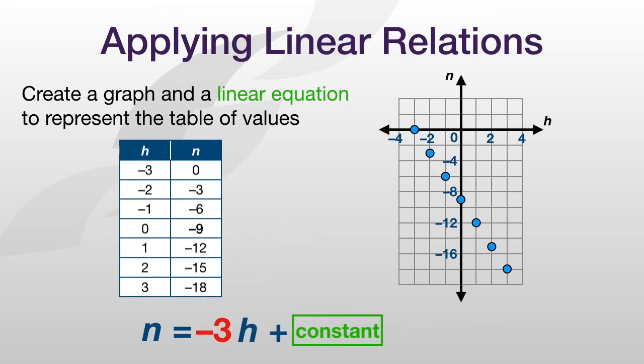In our table, we know that we can get the value of the constant when h equals 0. So the constant is -9, which we also see as the point on the graph that intersects the vertical axis. So our equation is n equals -3h minus 9.